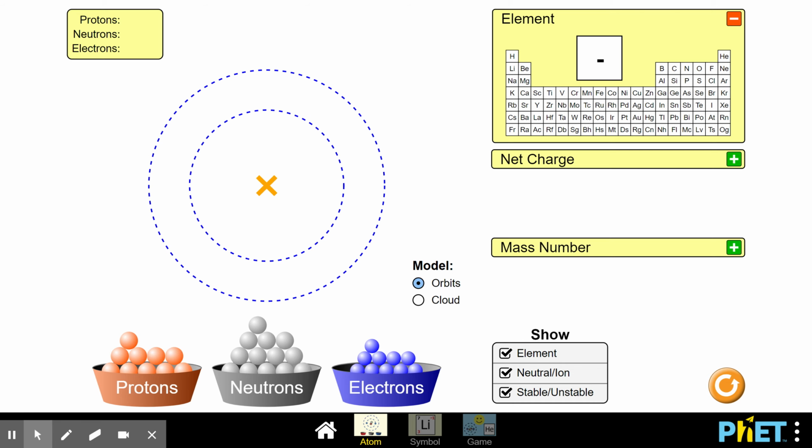Hey, ladies and gentlemen, I just wanted to talk today a little bit about isotopes and make sure that you guys are ready to do your project. So let's dig in here.